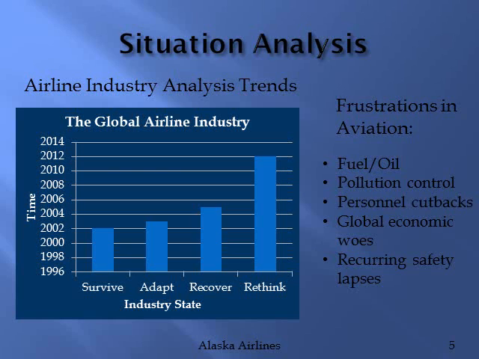To illustrate the first part of our situation analysis, we chose this graph that shows the airline industry analysis trends. As you can see, the airline industry went through a rough time in the late 90s and the early 2000s. The main goal of almost every airline was to survive the economic crisis. For example, the terrorist attack on 9/11 had a major impact on the passenger traffic for airlines.